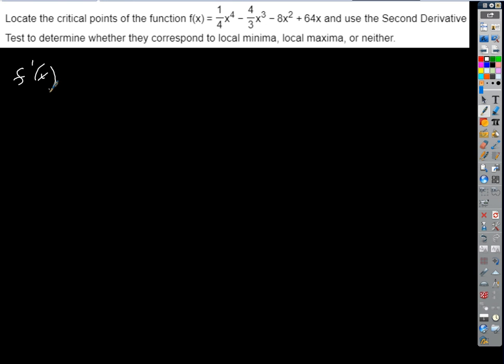There's f of x. What's f prime of x? What's that give us? Good. x cubed minus 4x minus 16x.